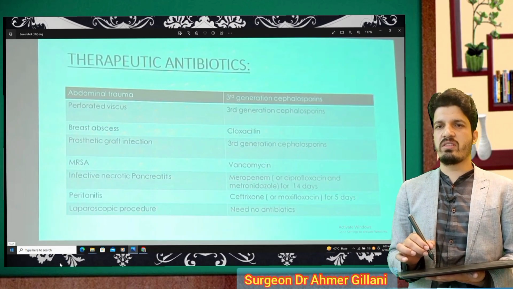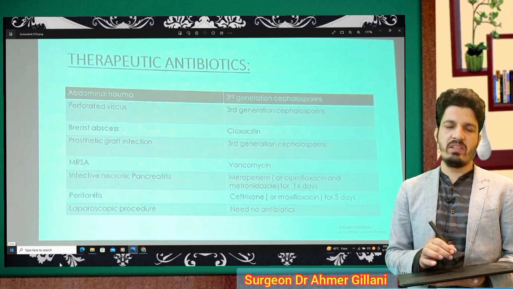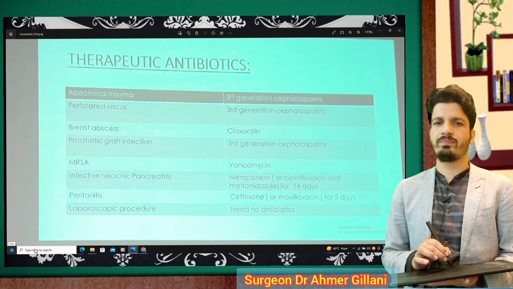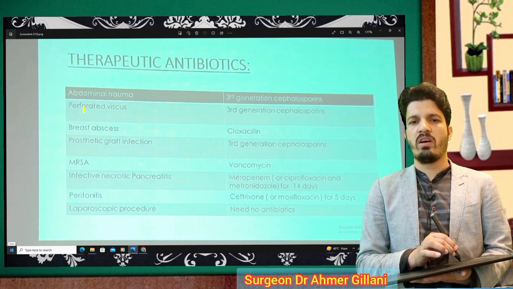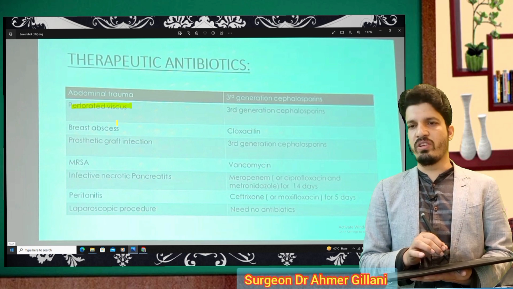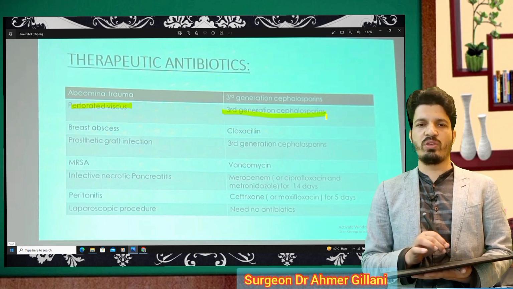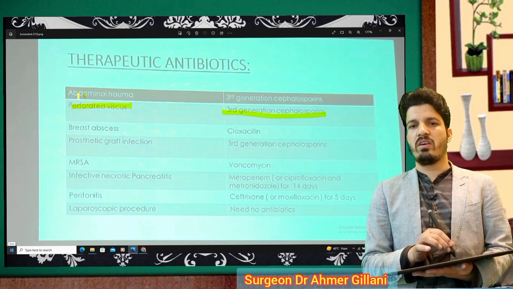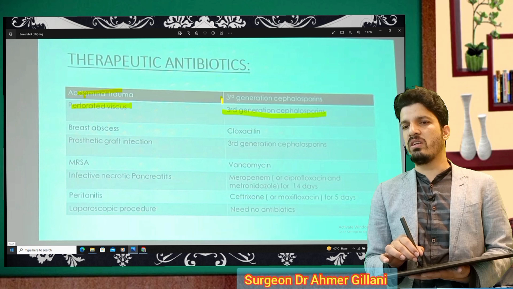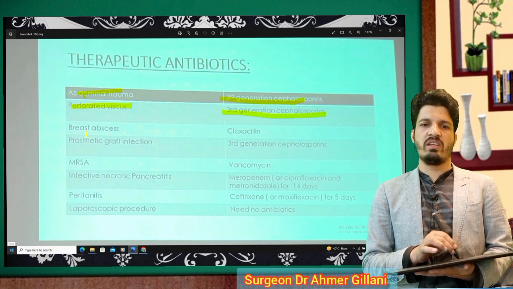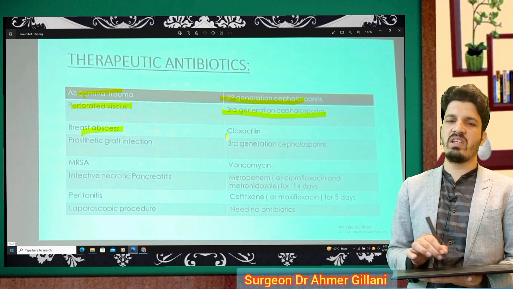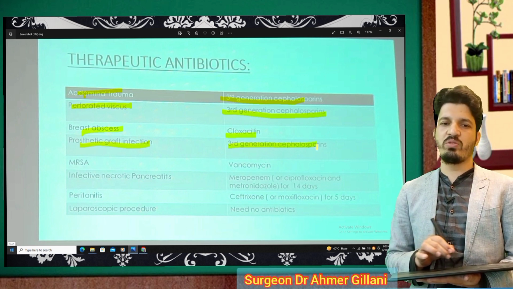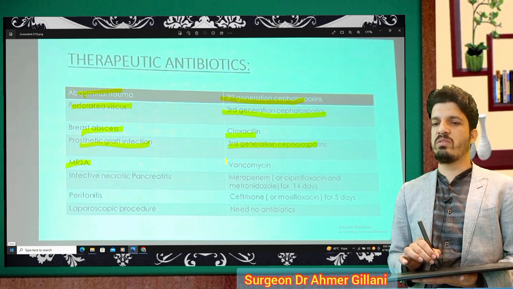So therapeutic antibiotics: in case of abdominal trauma, in case of the perforated viscus, you will use the third generation cephalosporin. In case of abdominal trauma, again you will use the third generation cephalosporins. In case of breast abscess, you will use cloxacillin. In case of prosthetic graft infection, you will use the third generation cephalosporin. In MRSA, you will use vancomycin.